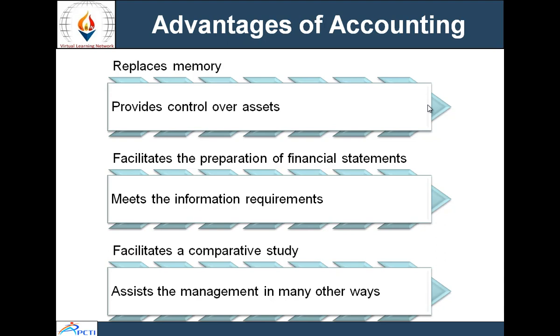Number 6, it assists the management in many other ways. The accounting information provided to the management helps them in taking rational decisions and in planning and controlling all business activities.